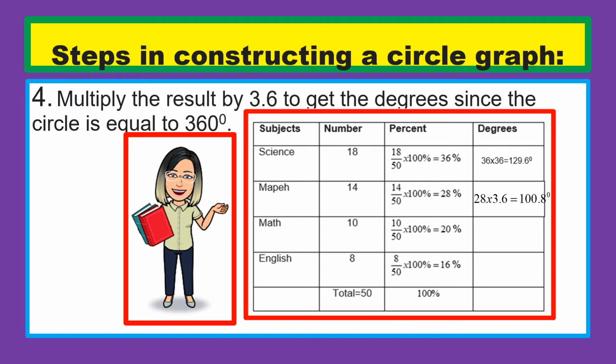We have 20 times 3.6. 20 times 3.6 is 72 degrees. And we have 16 times 3.6. 16 times 3.6 is 57.6 degrees. If we find the total of all the degrees, it must be equal to 360 degrees.